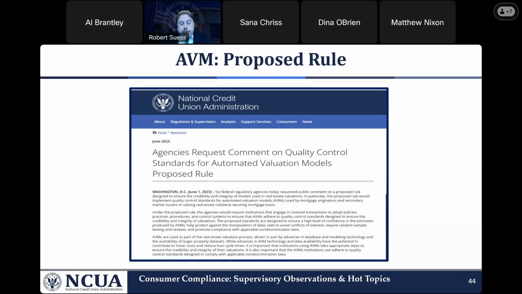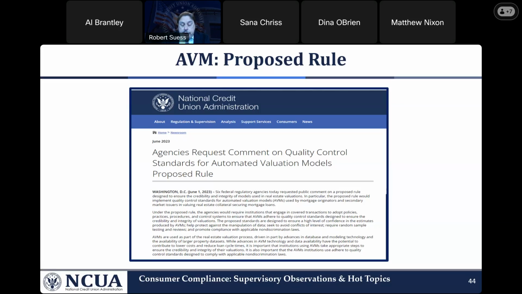On June 1st, 2023, 6 federal regulatory agencies, including NCUA, requested public comment on a proposed rule designed to ensure the credibility and integrity of models used in real estate valuations. In particular, the proposed rule would implement quality control standards for AVMs used by mortgage originators and secondary market issuers in valuing real estate collateral.